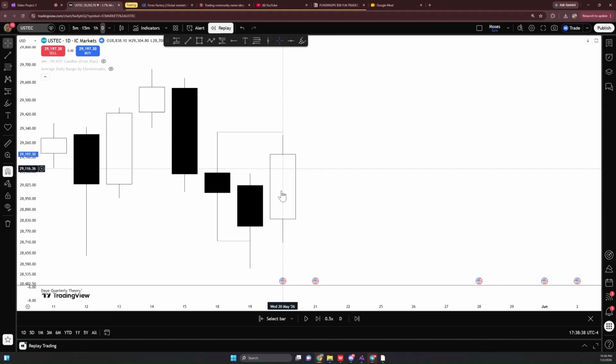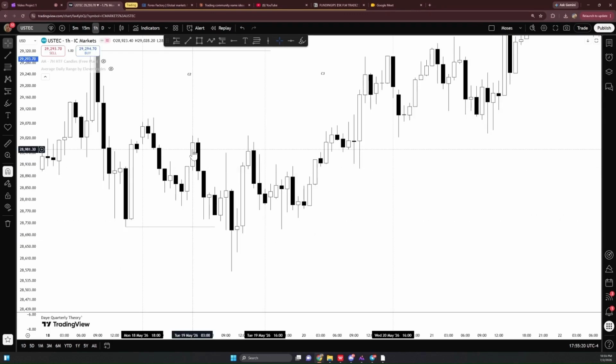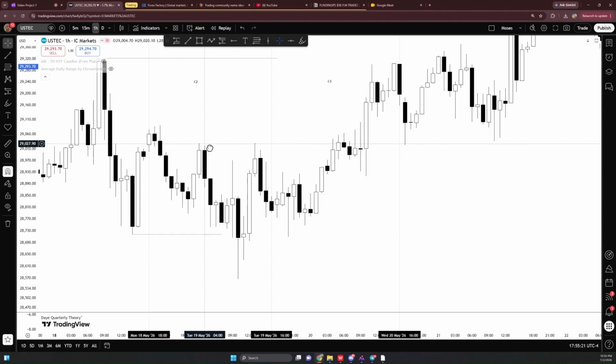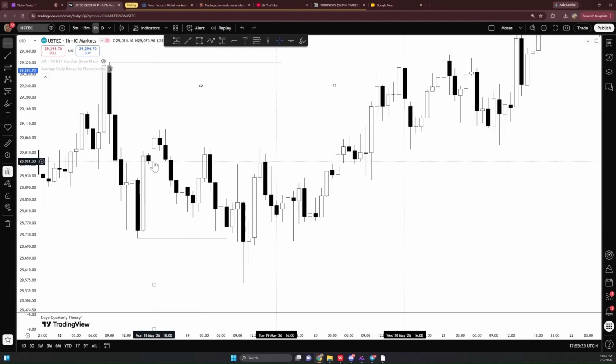Price expands high. So let's drop to the lower time frame to see what happened on this day, Wednesday, 20th of May, 2026. Here we are on the 1 hour time frame, and I have separated the daily price action for both Tuesday 19th of May 2026 and the Wednesday expansion. So we have the candle 2 price action denoted here. Then we have candle 3 price action right here.